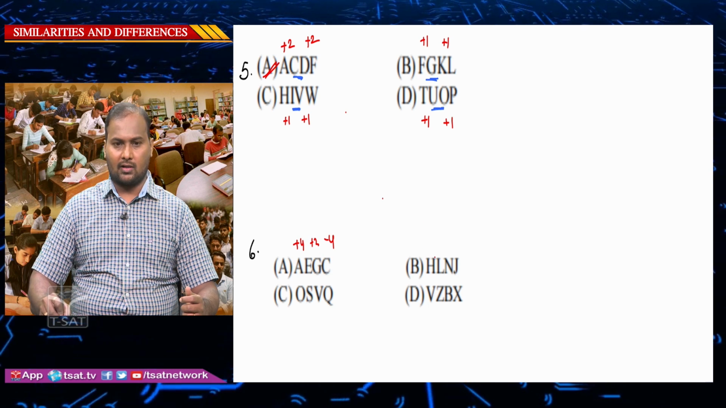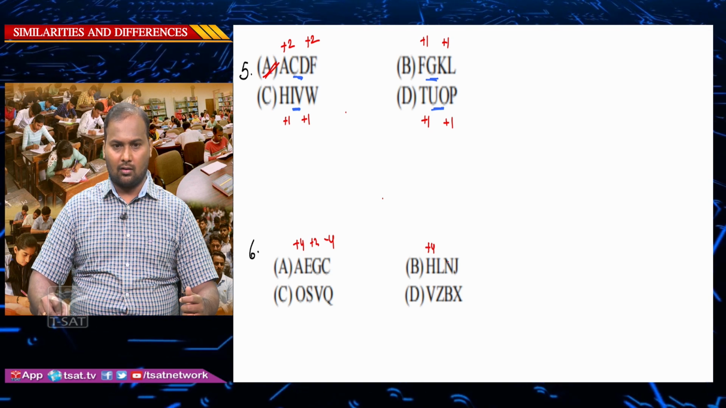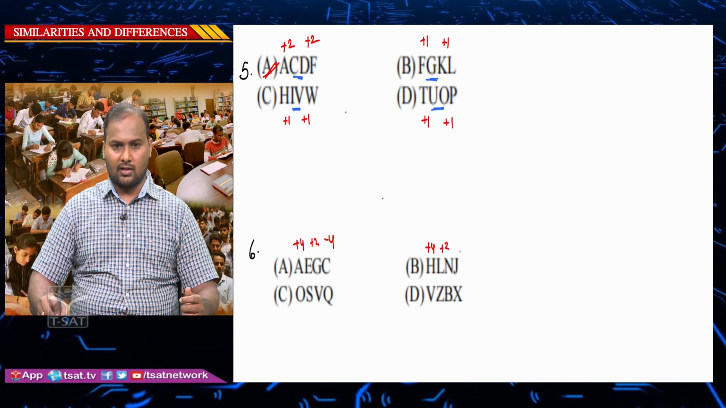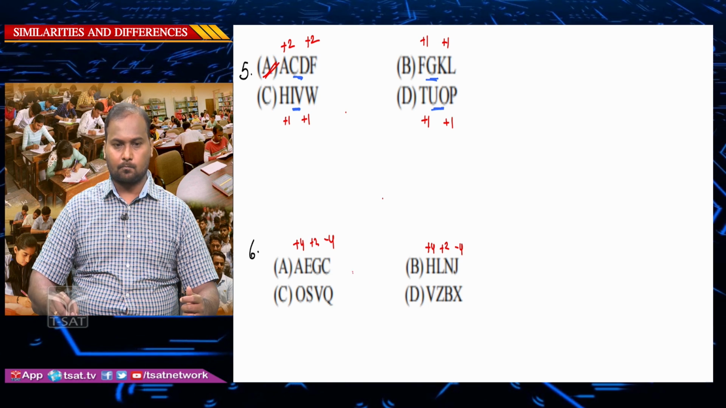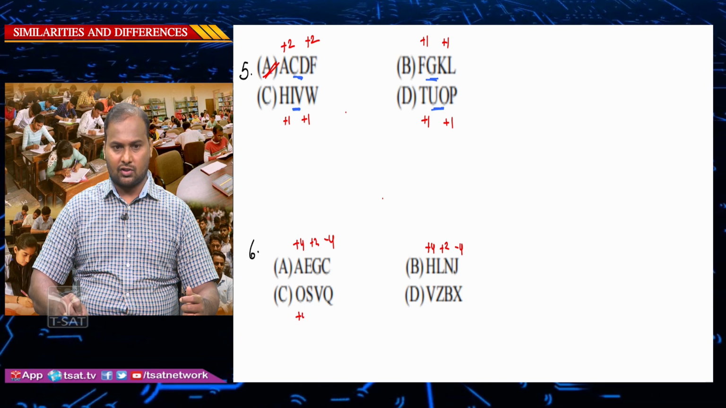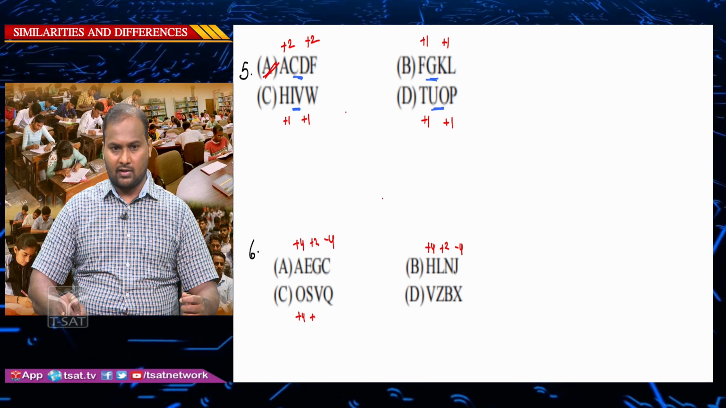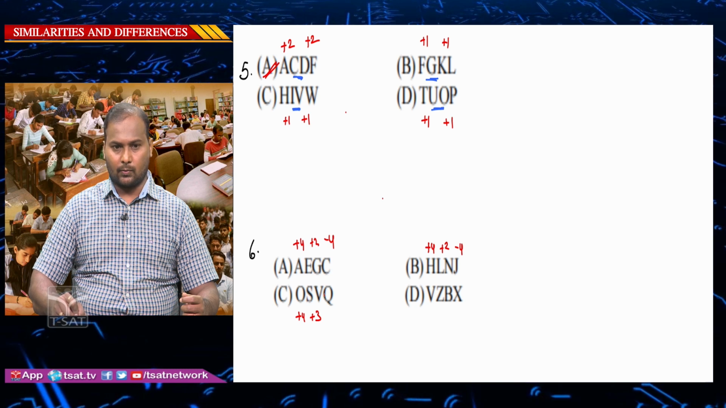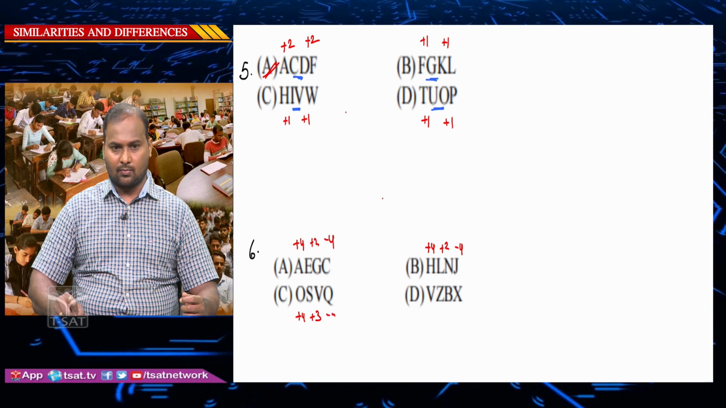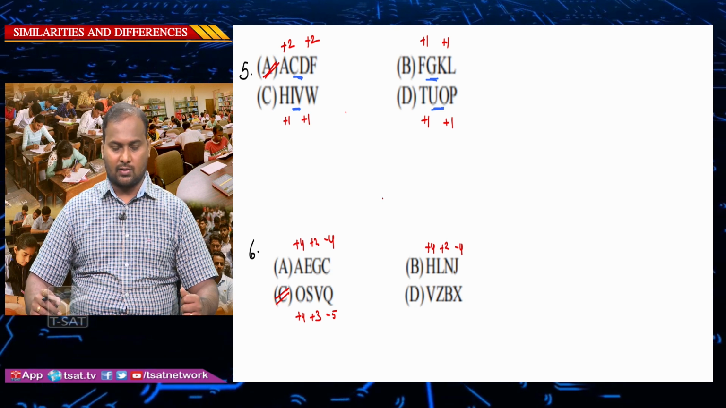For example, H to L, what is H? 8, L is 12, so what is the change? Plus 4. In the same way, L 12, N 14, so it also increased by plus 2. In the same way, N is 14, J is 10, so it is decreased by minus 4. Come to option C. O is what? 15, S is 19, so increased by plus 4. S is 19, V is 22. So, it is increasing by plus 3, because 19 plus 3 is 22. And again V to Q, V is 22, Q is 17. So, it is decreased by minus 5. So, obviously option C is the answer because it is not following this particular pattern.